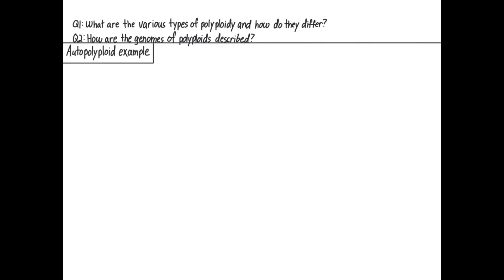Hey everyone! To become more familiar with how to describe polyploids, let's look at a few polyploid species. First is the banana, specifically the Cavendish banana, which is the variety that's most commonly sold and eaten.